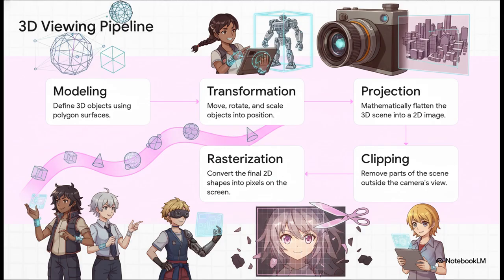Step 3 is the real magic, projection. This is where math flattens that 3D scene into a 2D picture, like taking a photograph. But to be efficient, the computer then clips out anything you can't see, anything outside the camera's view. And finally, it rasterizes it, which is just a fancy way of saying it converts that 2D picture into the millions of tiny pixels that light up your screen.